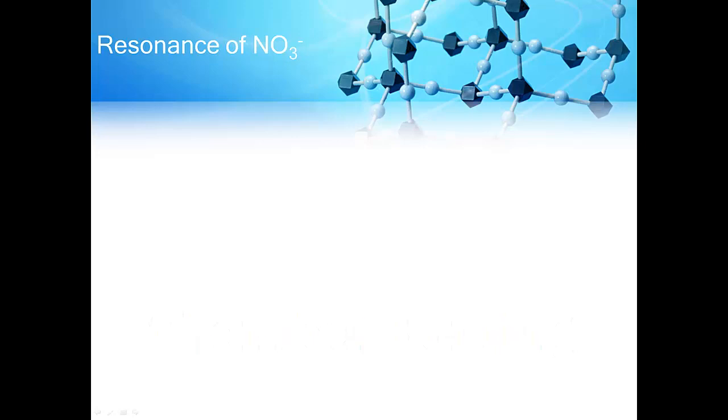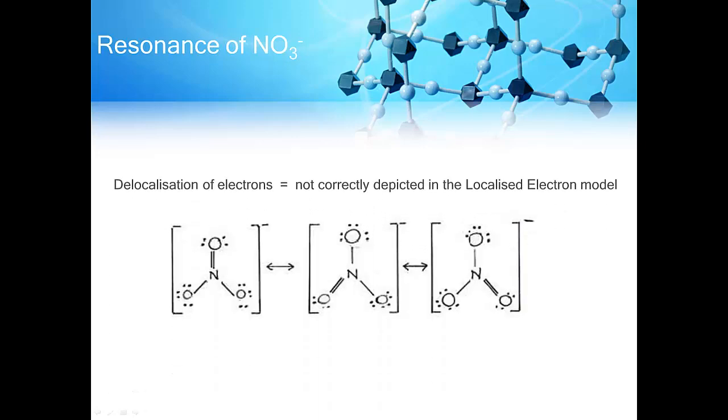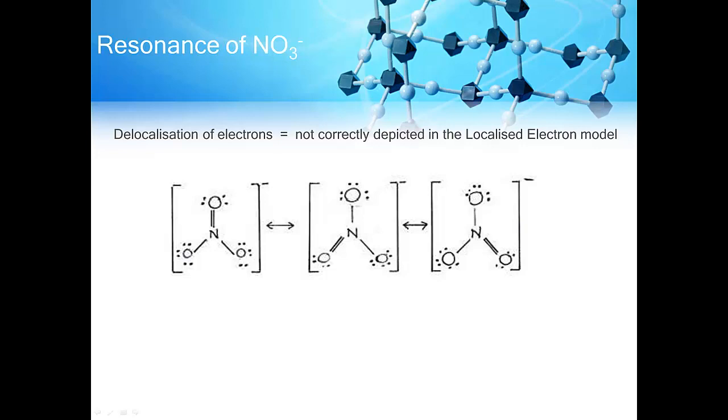Let's have a look at resonance now. Resonance is a bit of a unique concept in chemistry. Let's look at the resonance of NO3-, the nitrate ion. If you try to draw the Lewis structure for nitrate, NO3-, you'll find that there's more than one way that you can arrange the bonds in the structure. You could have a double bond going to any of the three oxygens, and each is an equally correct answer.